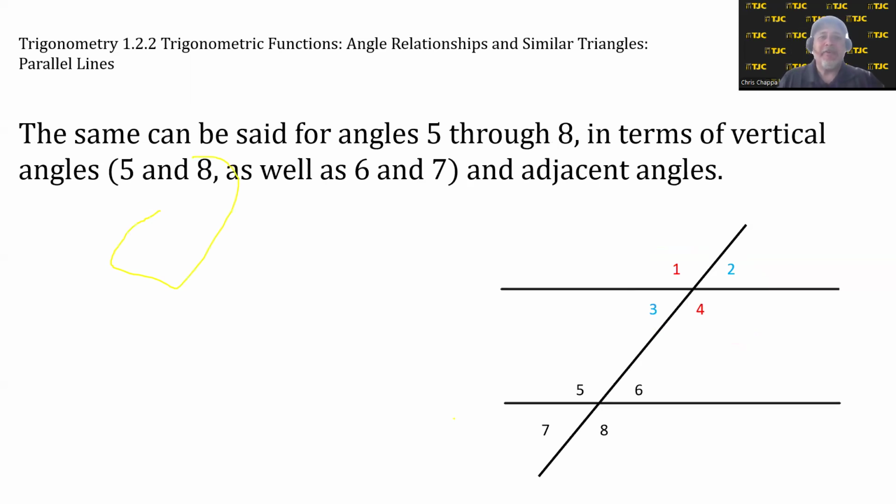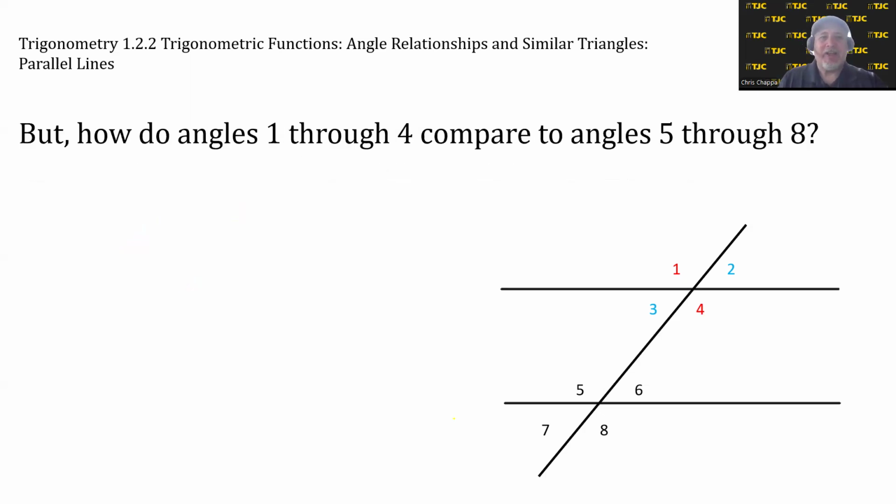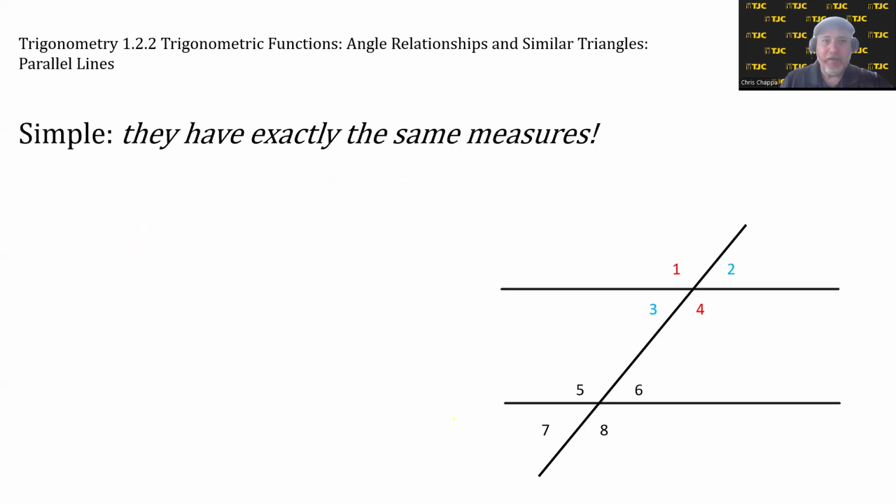The same can be said for angles 5 through 8 at the bottom in terms of vertical angles, which are 5 and 8 and 6 and 7, and adjacent angles. But how do the top 4 compare to the bottom 4? Angles 1 through 4 compared with angles 5 through 8. And the answer is real simple. They're exactly the same. So in other words, the 4 angles at the bottom, the 5, 6, 7, 8, have the exact same measures as the 4 angles at the top. Imagine cutting and pasting the top 4 angles on the bottom 4, and it'll be easy to see.